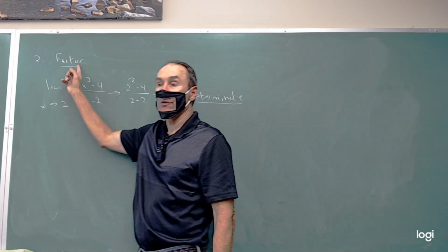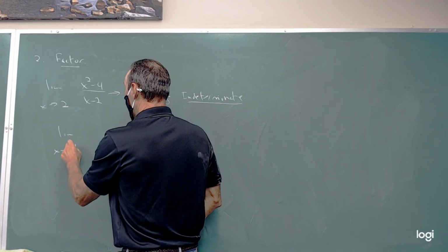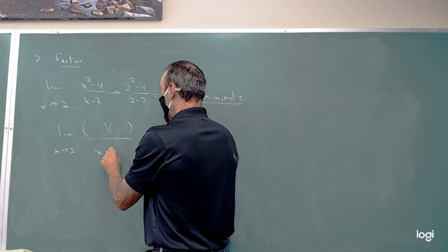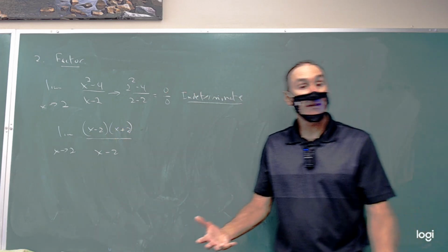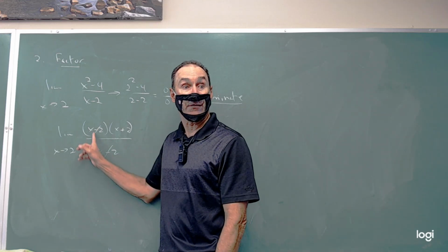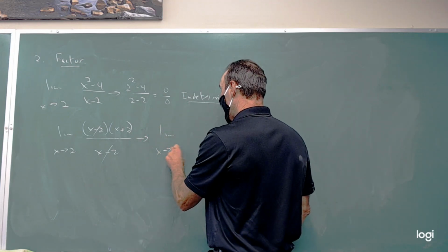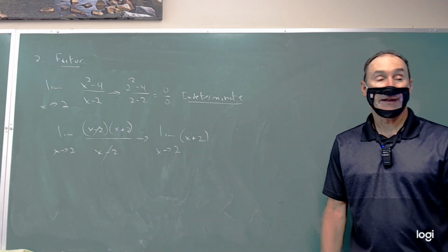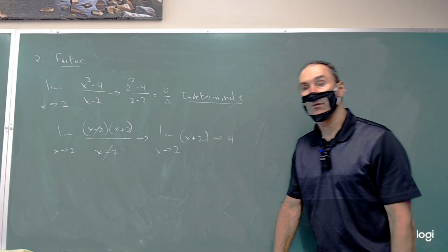And so one thing we can do is to factor. We're going to factor that x squared minus 4 into x minus 2 times x plus 2. Now we can cancel those x minus 2's, and that's where the 0 over 0 was coming from. So now what we get is the limit as x approaches 2 of x plus 2. Now we can direct substitute in, and 2 plus 2 is going to be 4. That's our limit.